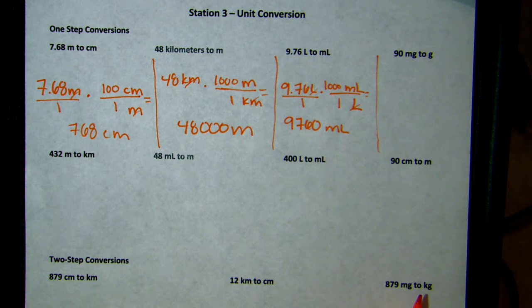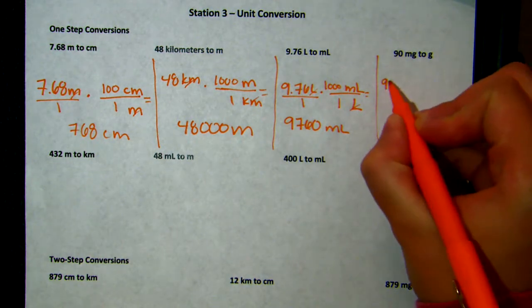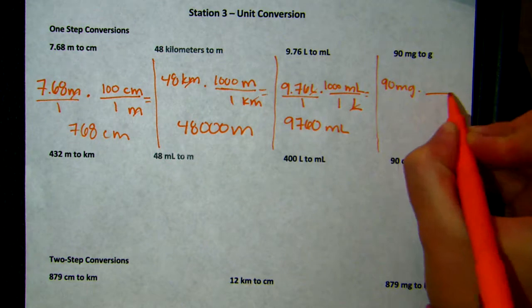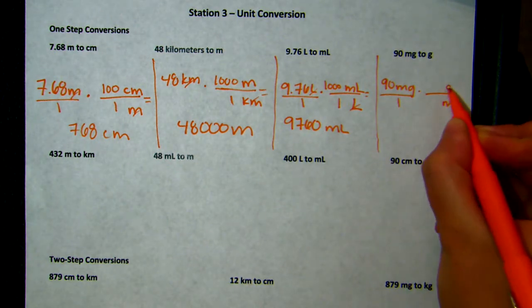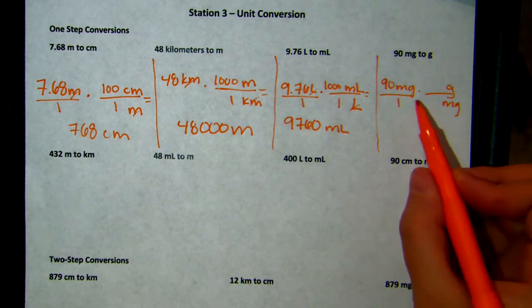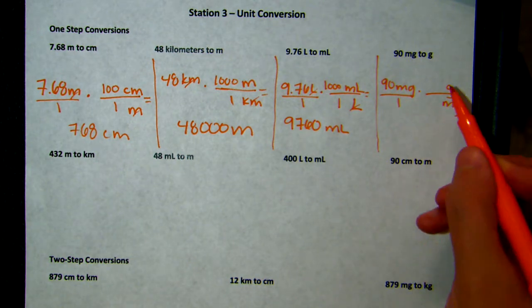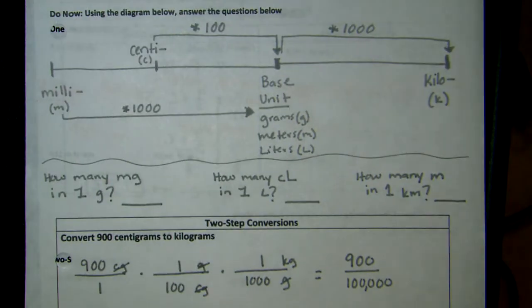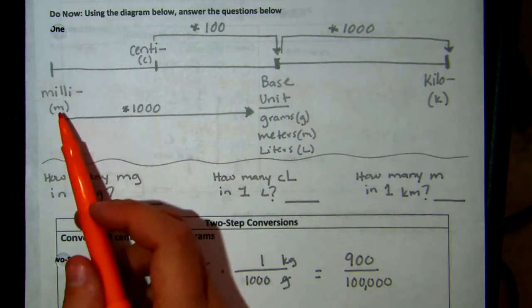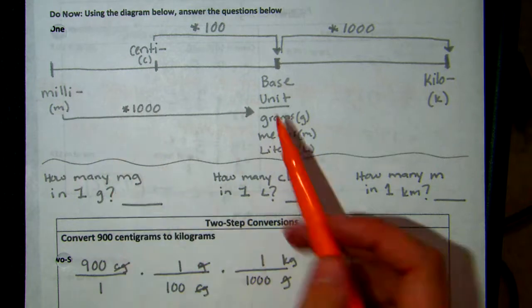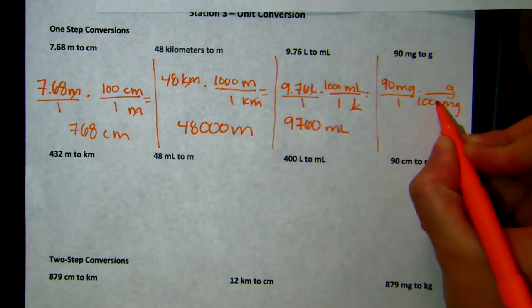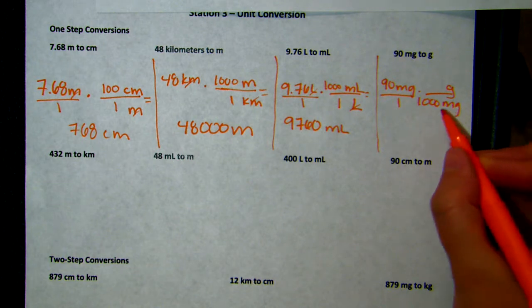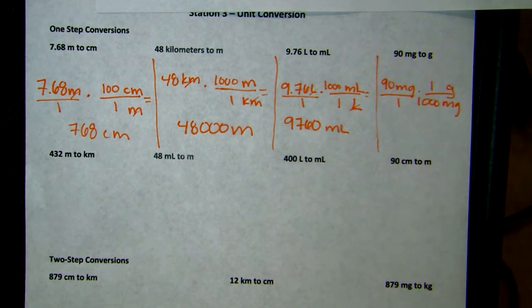So we have 90 milligrams to grams. Start with my 90 milligrams. If I have milligrams on the top, what am I going to put on the bottom? Milligrams, and I'm converting to grams. 90 milligrams. How many milligrams are in 1 gram? Let's look at our chart. We see that there are 1,000 milligrams in this case to get to grams. So I'm going to put my 1,000 on the bottom because milligrams are smaller. So we are going to have 1,000 milligrams in 1 gram.